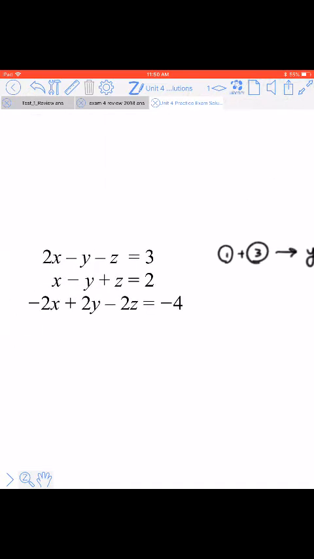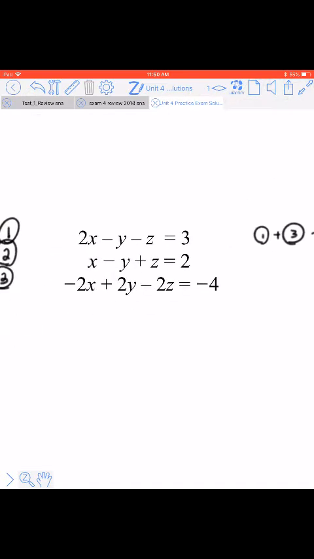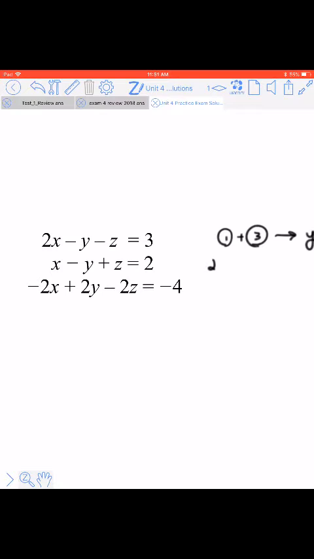So now we need to do the same thing. I need to try to eliminate x. So if I took these bottom two equations, for example, and multiplied here by 2, then I could eliminate x. So what I need to do is 2 times equation 2, then I'm going to add that to equation 3.